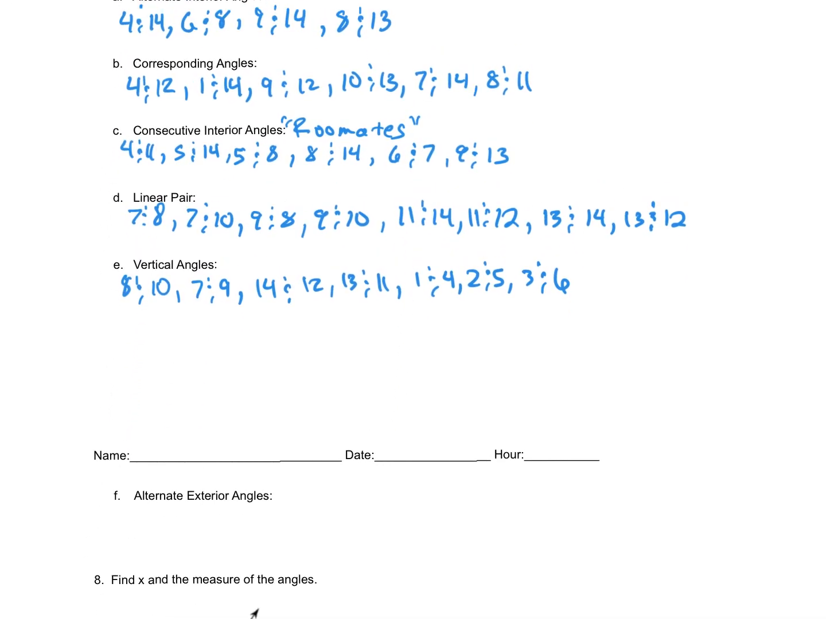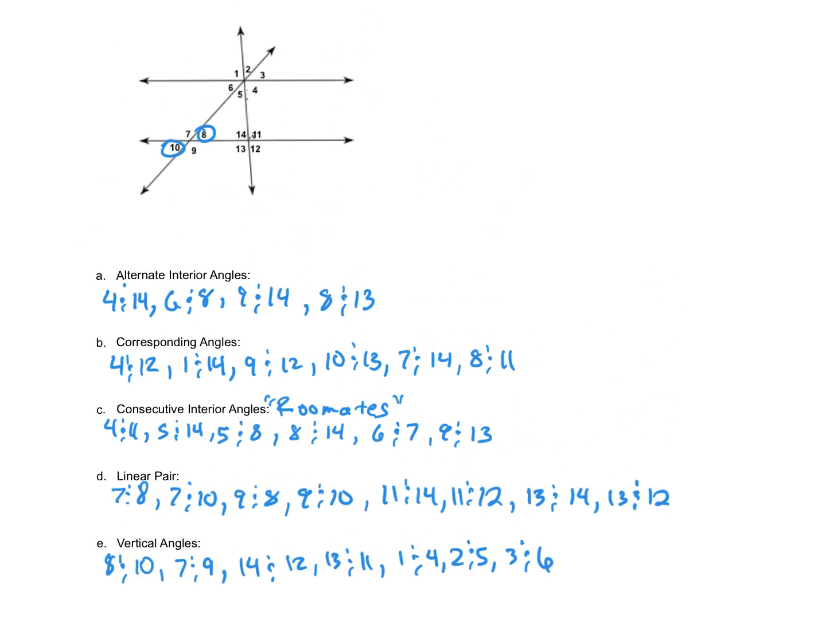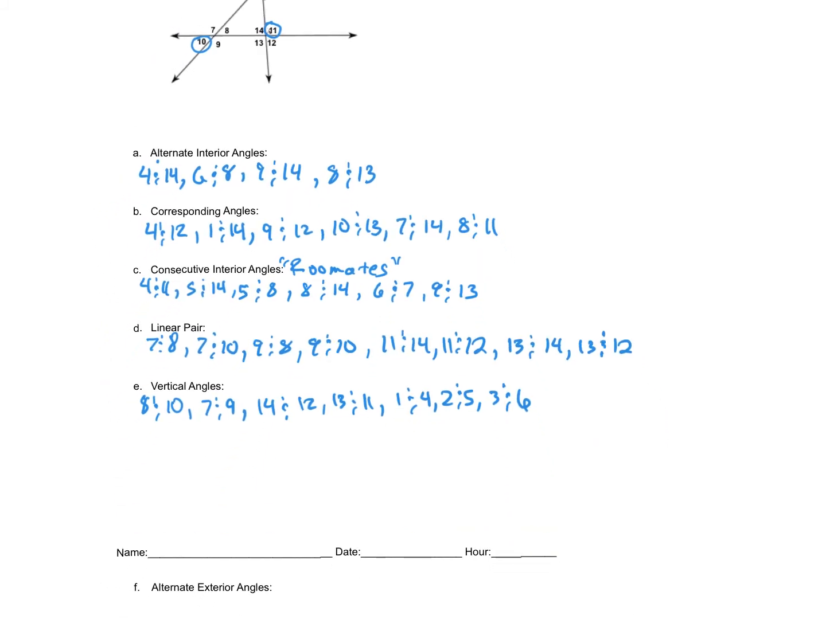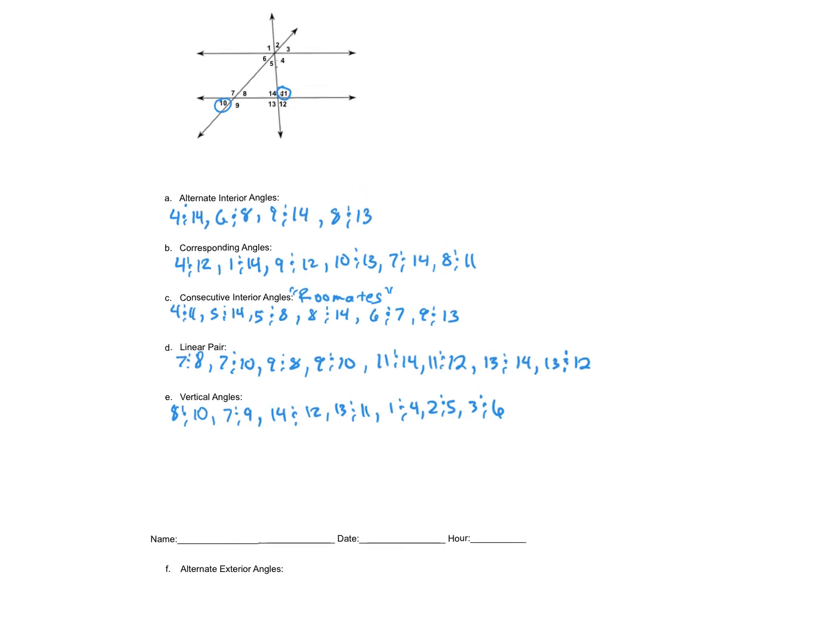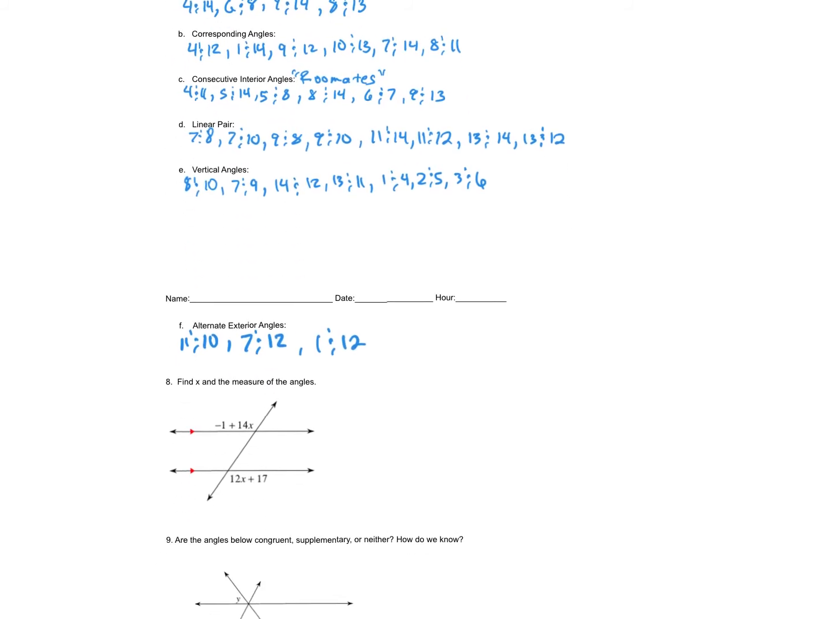Number F, alternate exterior, so they are on the outside of the two lines, but on the opposite side of the transversal. So for example, 11 and 10 are alternate exterior. So I'll shrink this down a little. 11 and 10, 7 and 12, and 1 and 12 are alternate exterior angles.